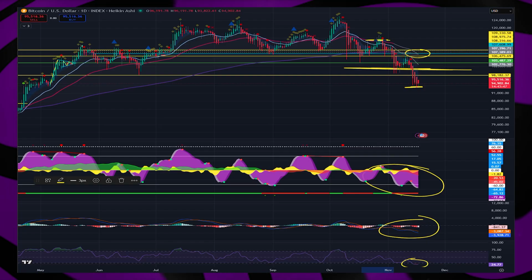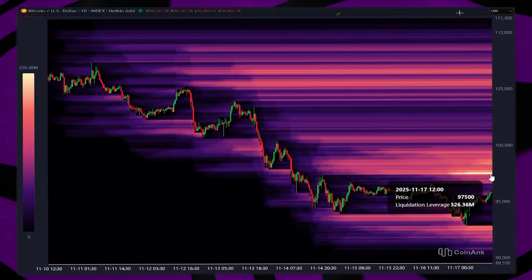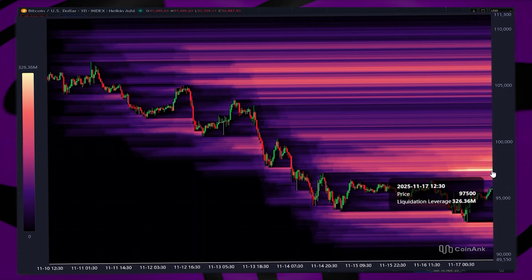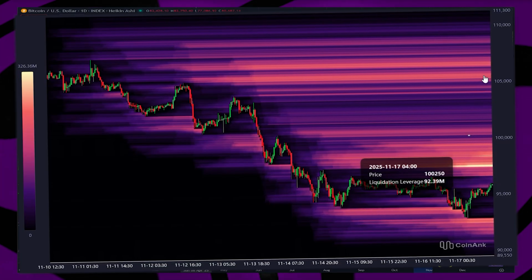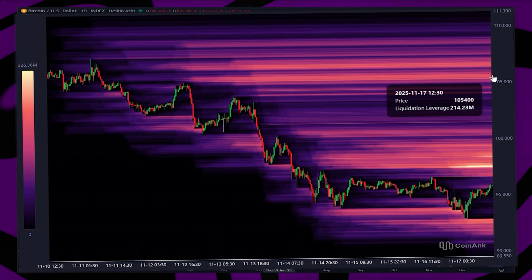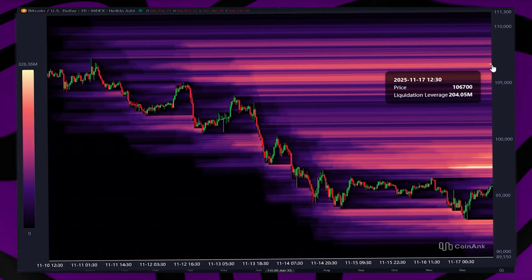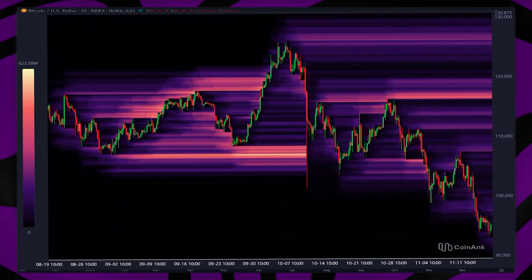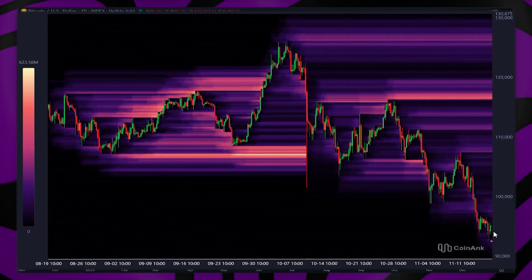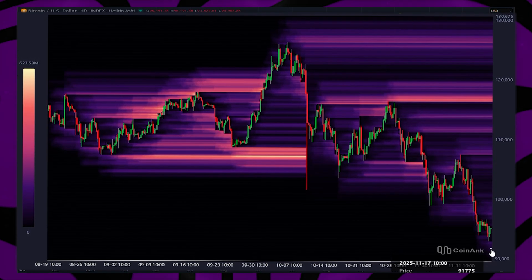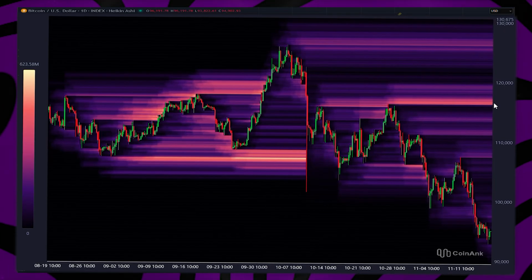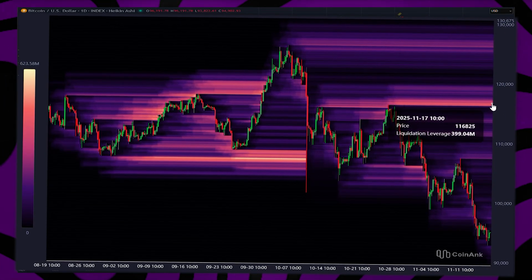Looking at the liquidation heat map on the weekly view, we see a hot cluster around 97.5 thousand, with two more pockets near 105.5 and 106.6 thousand. On the 3-month heat map, there is no meaningful long-side liquidity below current price, only stacked levels higher up around 116.7 thousand.